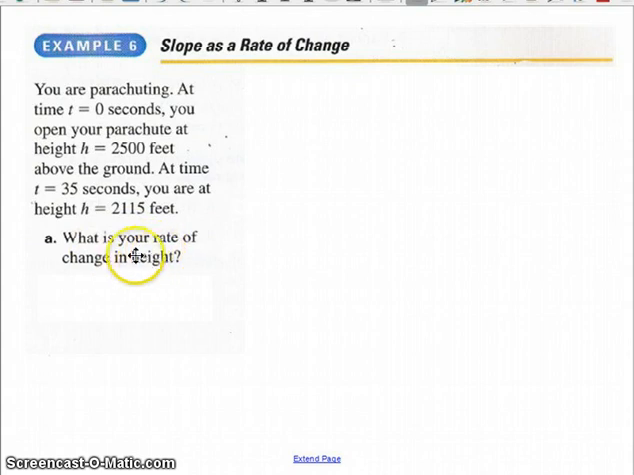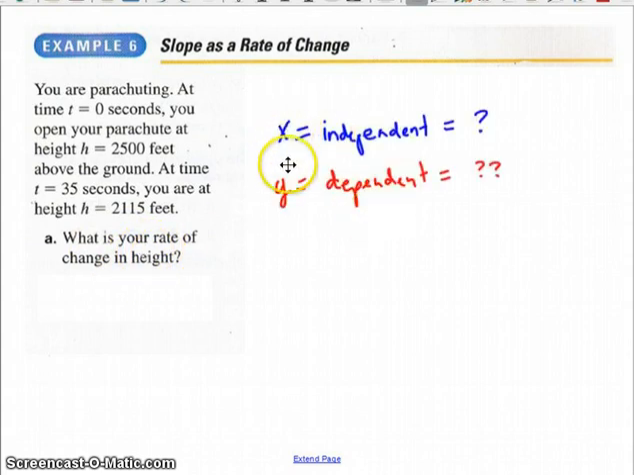So how would I figure out the slope in this story? Well, first of all, I know that I'm used to working with x and y, but I don't have a letter x or a letter y in this. So you hit the pause button and see if you can figure out which variable in the story is the independent variable and which variable in the story is the dependent variable. Okay, I'm going to assume that you hit the pause button and thought about that. The independent variable is time, and the dependent variable is height.